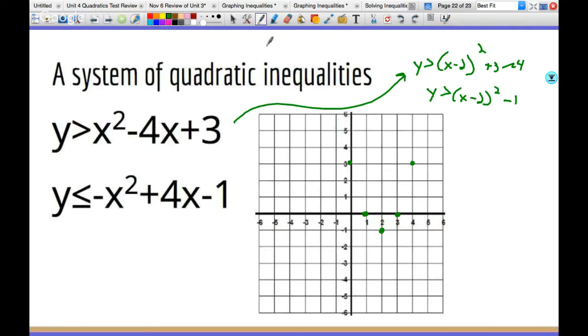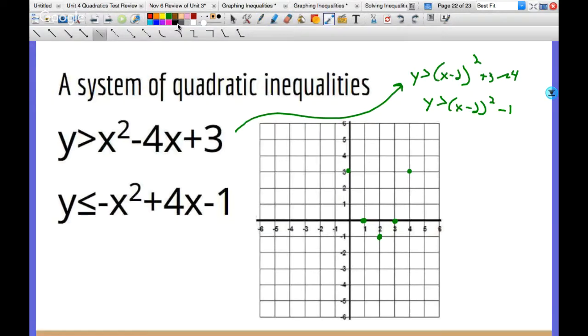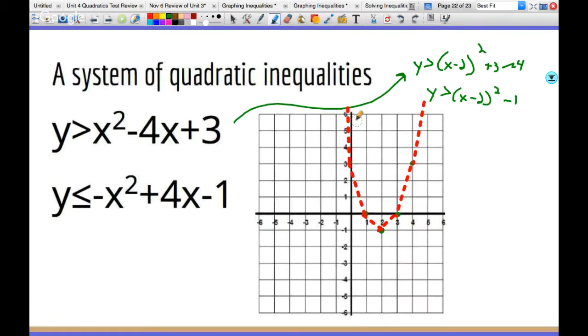Oops, I was about to connect it with a solid line, but I know I need to actually connect this with a dotted line. Do that. All right, I need to shade above this line here. So I'll shade that in.